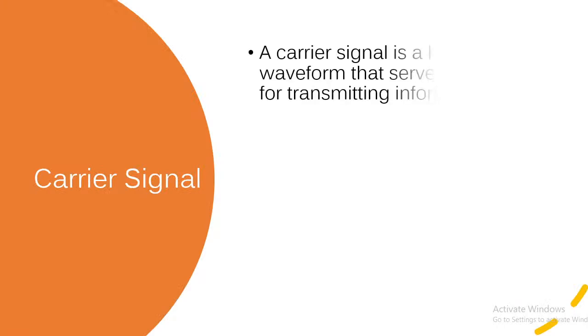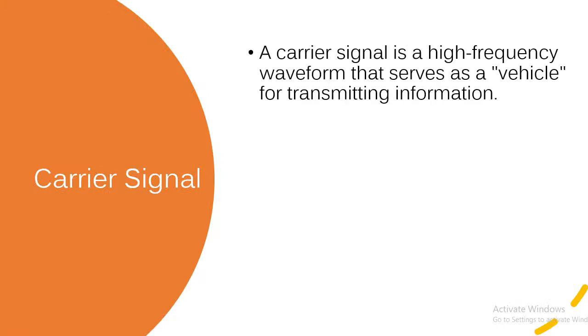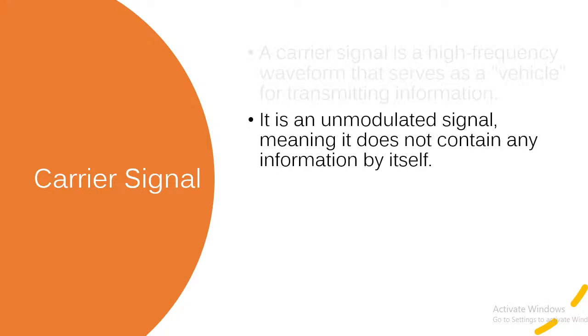Next. Then we come to why we require a carrier signal. What is a carrier signal? With a baseband signal, we cannot transmit to a large distance. We require a carrier to carry the baseband signal. A carrier signal is a high frequency waveform which serves as a vehicle for transmitting the information.